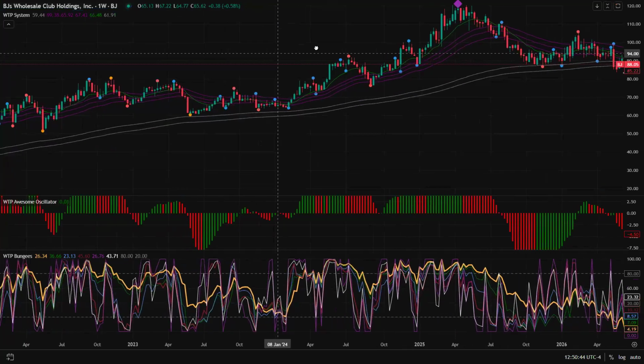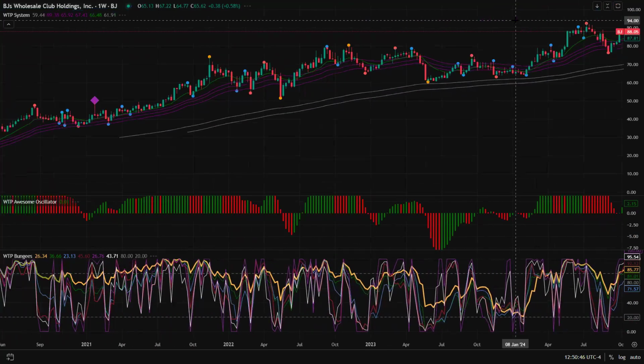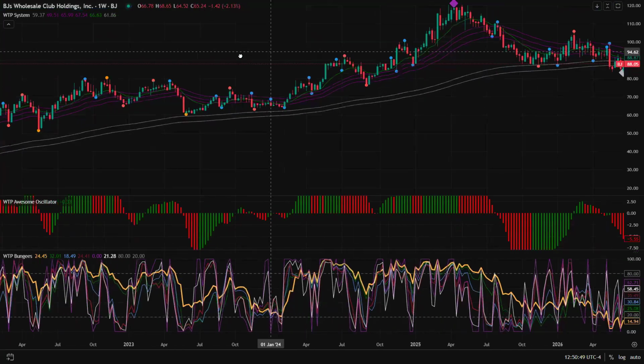Yeah. I mean, look at this. This is a very nice uptrend. Beautiful uptrend.